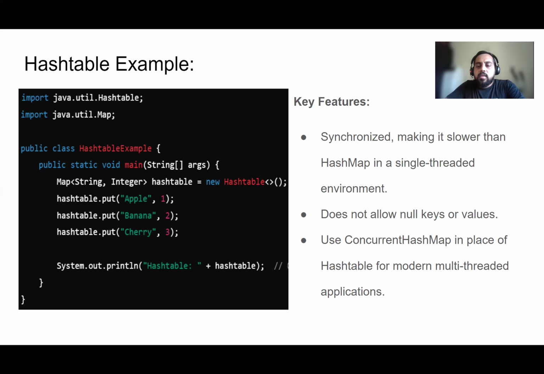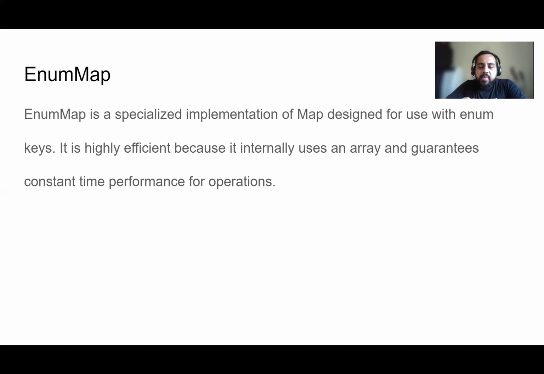Use ConcurrentHashMap in place of a Hashtable for multi-thread operations. In modern applications we normally have multi-threaded concepts, so we can use ConcurrentHashMap instead of this. Now let's see EnumMap.